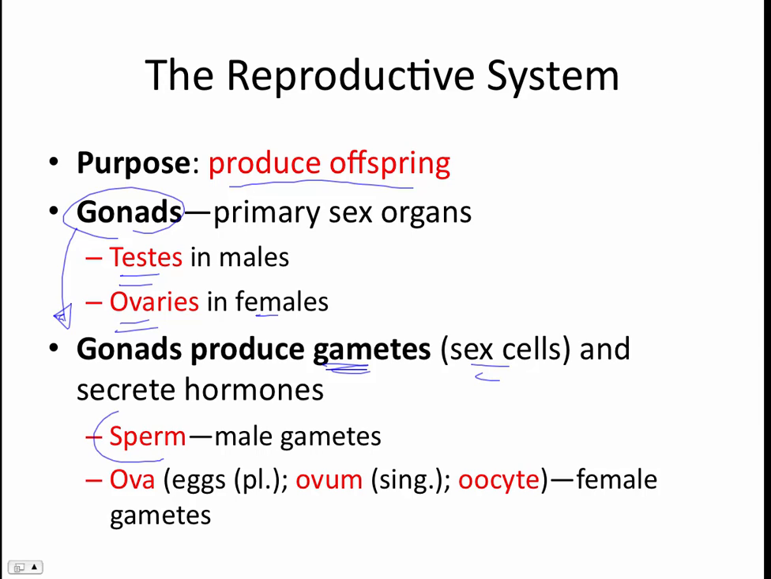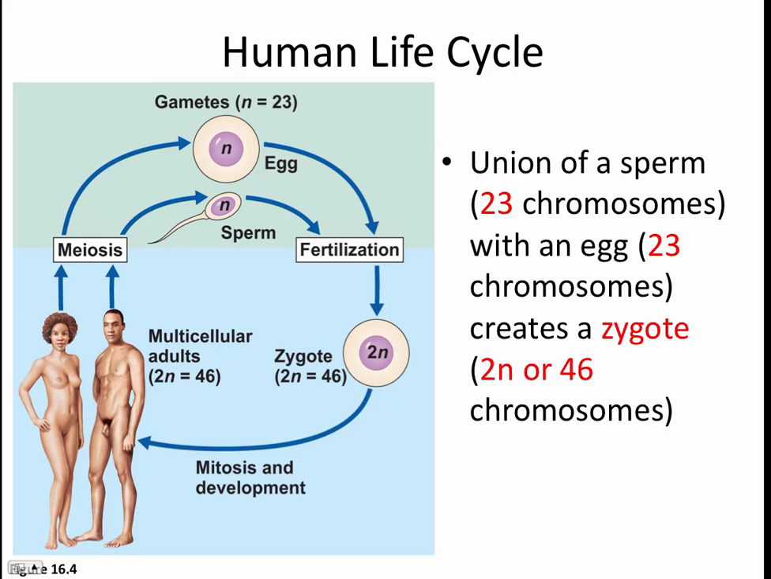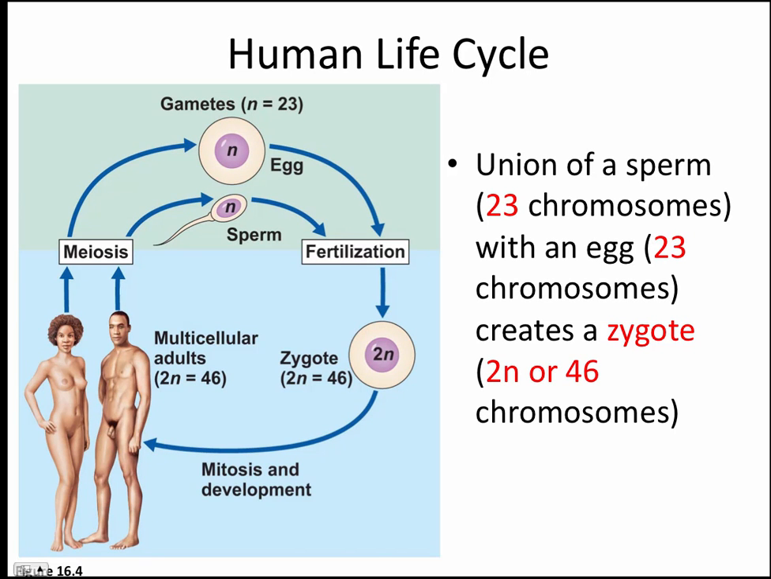In males, we have sperm, and in females, we have eggs, which we also call ova, so ovum is singular, ova is plural, or oocyte, which we also call singular. This is a female gamete. What is the purpose of these gametes?